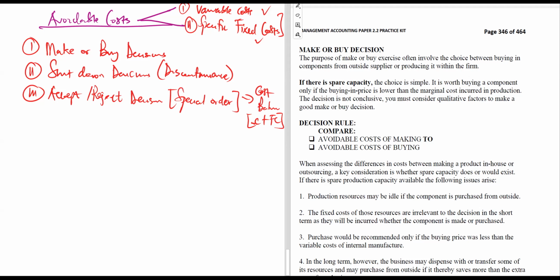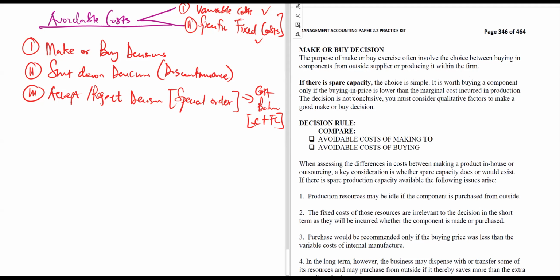And a possible question is that, if they like, they won't bring calculation. They'll bring theory for you. Do you understand? So if there's spare capacity, meaning you have extra room to take more orders, the choice is simple. It is worth buying a component only if the buy-in price is lower than the marginal cost incurred in production. Why? Because fixed costs wouldn't change even if we decide to buy or make.